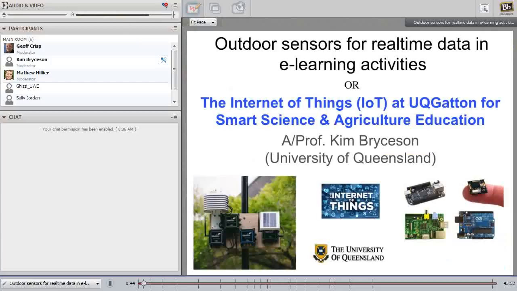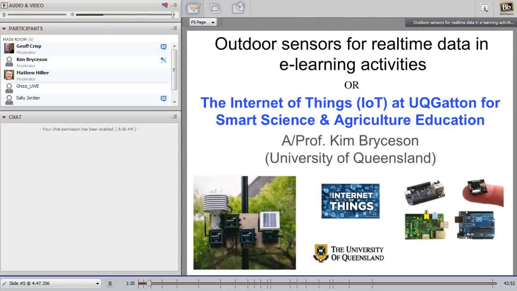Outdoor sensors for real-time data in e-learning activities, or the Internet of Things at the UQ Gatton campus, at the University of Queensland Gatton campus, for smart science and agriculture education, which is really my passion. Personally, as a scientist, I'm the Associate Dean Academic for the Science Faculty at the University of Queensland, and my research background is a physics PhD followed by 10-15 years in remote sensing and then into agribusiness in the university. So my remote sensing stuff was industry and now agribusiness.